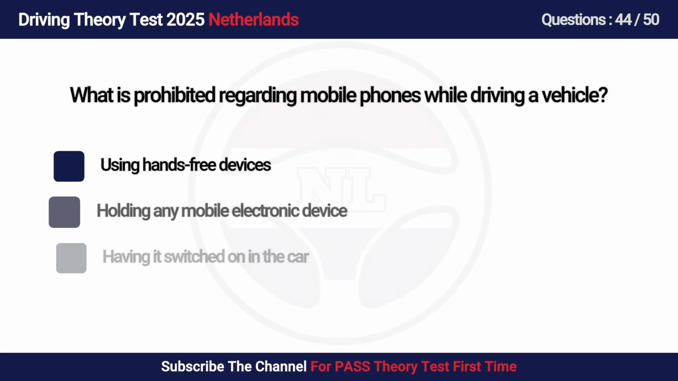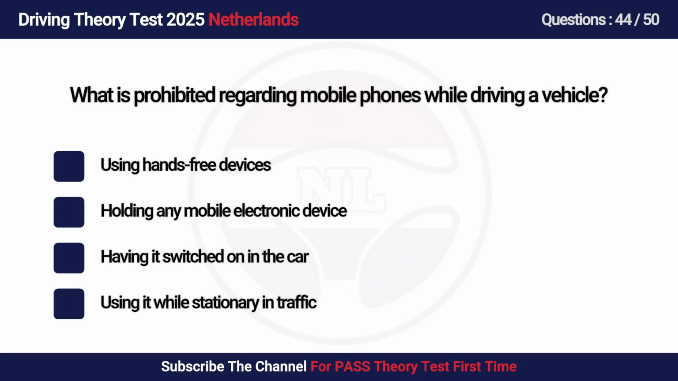Question 44. What is prohibited regarding mobile phones while driving a vehicle? A. Using hands-free devices. B. Holding any mobile electronic device. C. Having it switched on in the car. D. Using it while stationary in traffic.